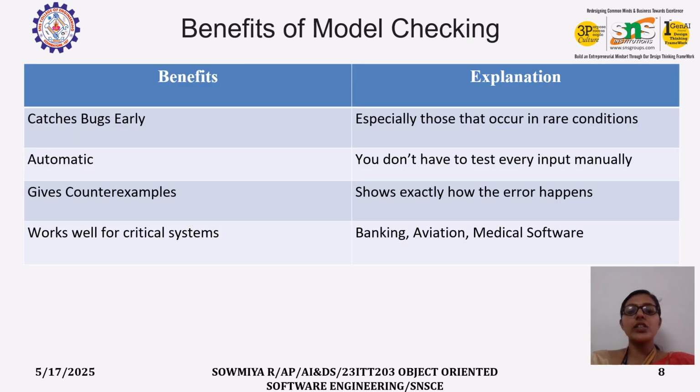Then, benefits of model checking. Model checking offers several powerful benefits. Automation. Once your model and properties are set, the analysis is completely automated. Then early detection. You can find subtle logic errors before the software is even deployed. Then counter example generation. You don't just know something went wrong. You get an exact scenario that leads to the issue. Then thoroughness. Unlike testing, model checking exhaustively verifies all possible inputs and states. Then integration. It can be used alongside traditional testing to create a formally verified software pipeline.